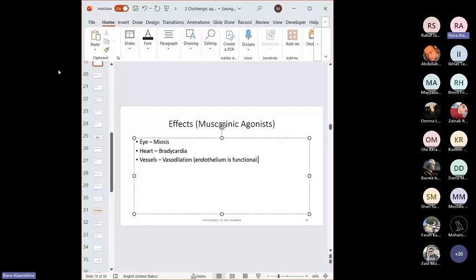That's totally right. Okay, what happens to the lungs, you guys? What happens to the bronchi? Contract. Excellent, bronchial constriction. What happens to secretions overall? Increase or decrease? Increase, that's right. So more secretions. What happens to sweating, more or less? More. Excellent.